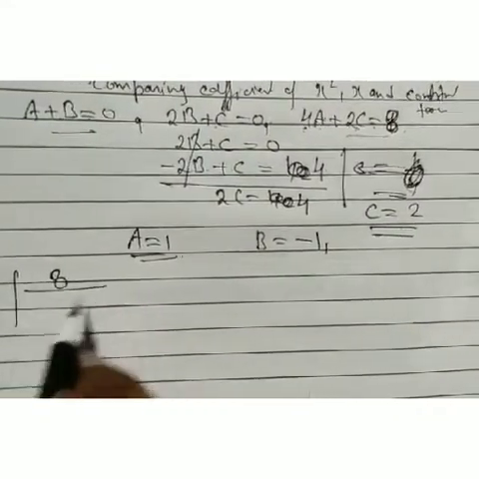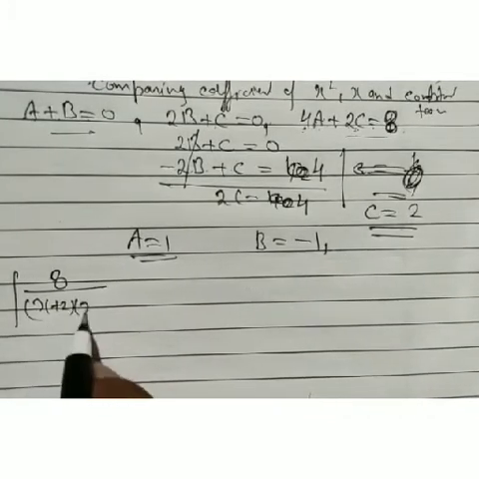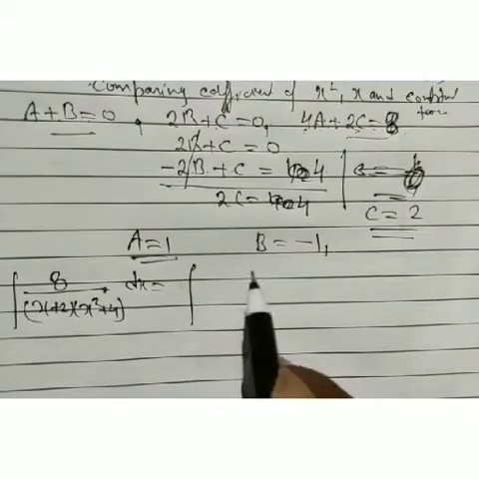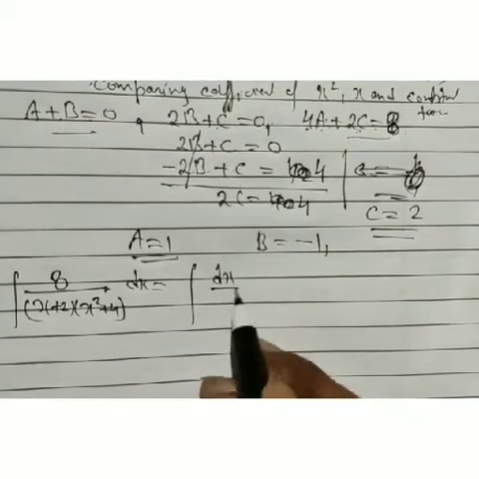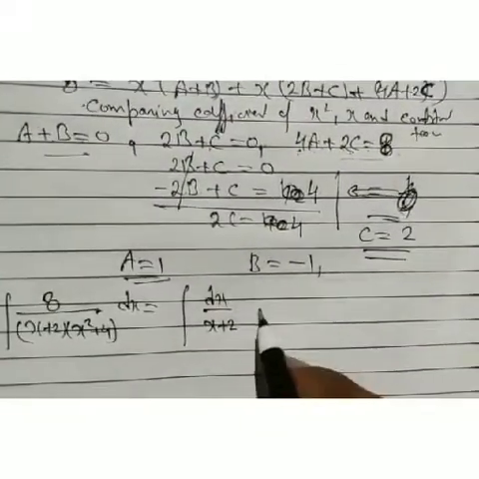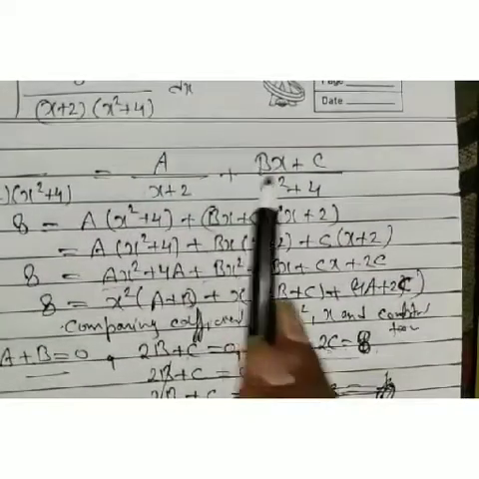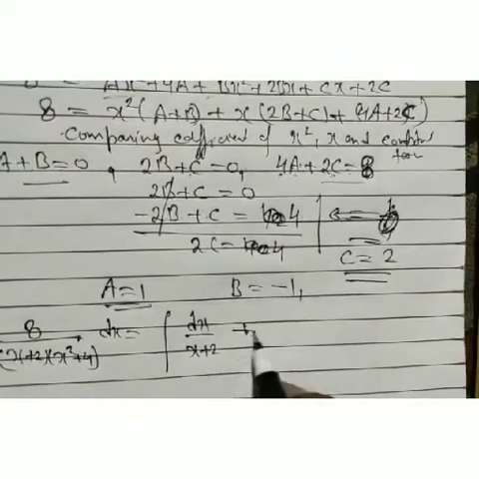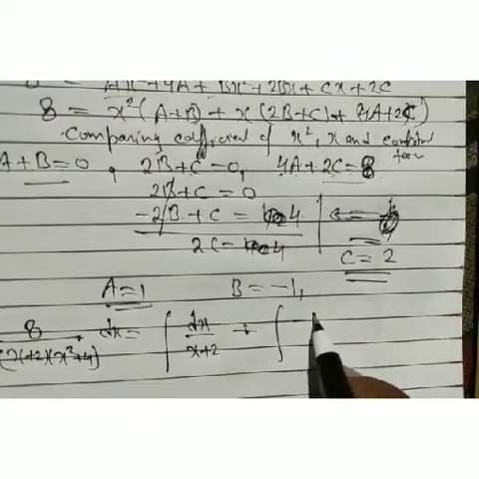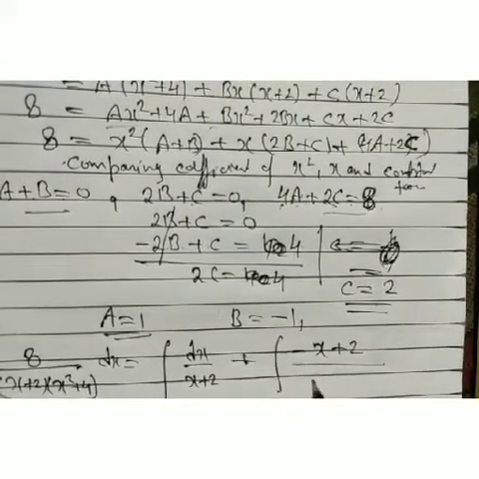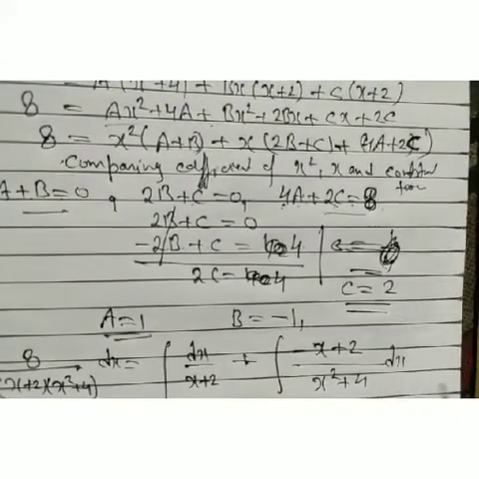Our integration of 8 upon (x plus 2)(x square plus 4) dx is now converted into the simple form. What is our a? It's 1, so integral of dx upon x plus 2, plus, taking b equal to minus 1 and c equal to 2, plus integration of minus x plus 2 upon x square plus 4 dx.